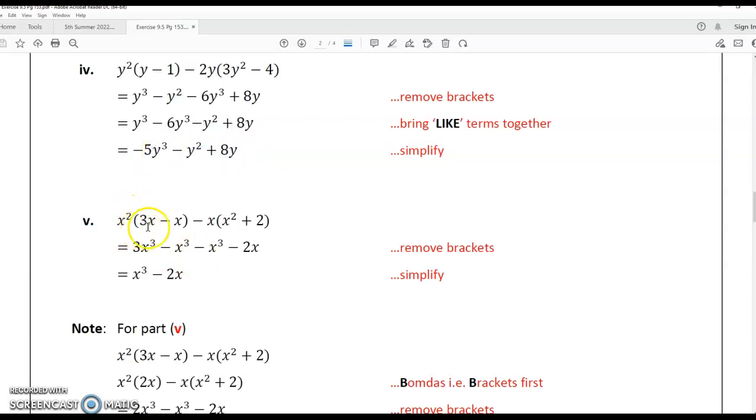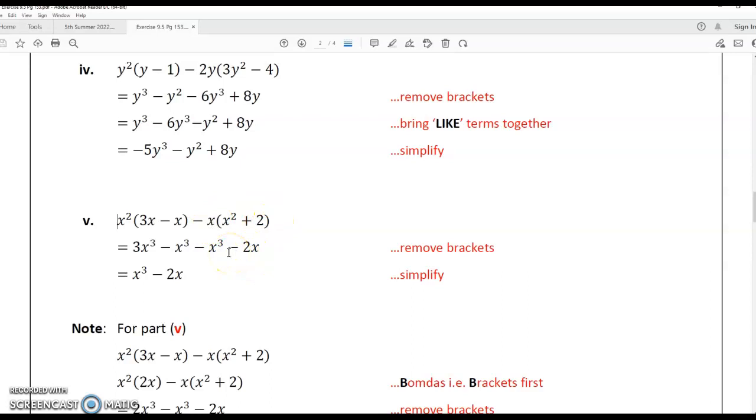The last one here is x squared times 3x minus x, and minus x times x squared plus 2. So we have x squared times 3x, so be careful, plus by plus gives you plus. 1 by 3 gives you 3, remember there's a 1 there if it doesn't tell you, and x squared by x gives you x cubed. Here we've got plus by minus gives you minus, so unlike signs give minus. X squared by x gives you x cubed. And you could have said 3x minus x giving you 2x there, but anyway. Minus x by x squared, so minus by plus gives you minus. X by x squared gives you x cubed. And minus by plus gives you minus, so unlike signs give minus, and x by 2 gives you 2x.